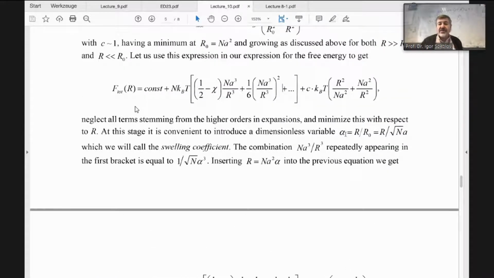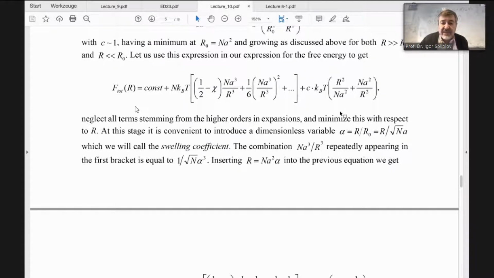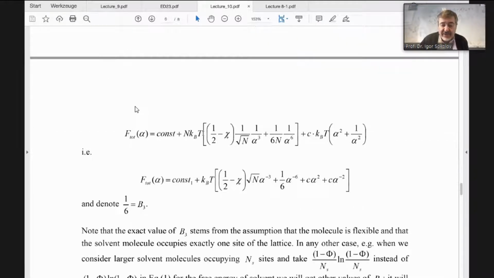Now I introduce the swelling parameter, the swelling coefficient. This I do only for reasons of mathematical convenience, because I will get an equation which I cannot solve anyhow, but I can at least analyze it when introducing such a parameter. And this is R divided by R0. This was R0, this was R0. And I express everything via this swelling parameter.